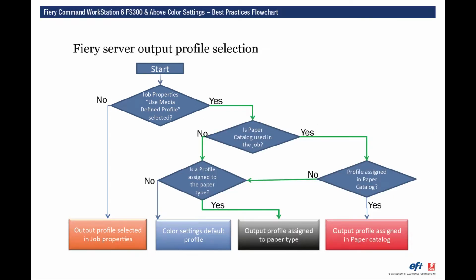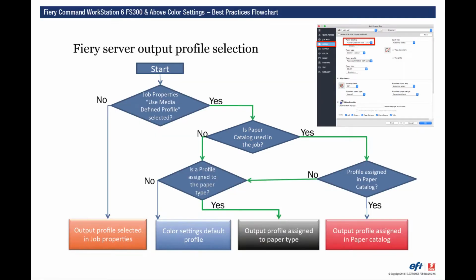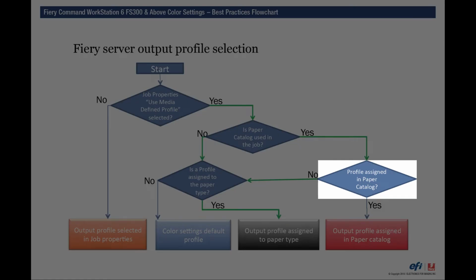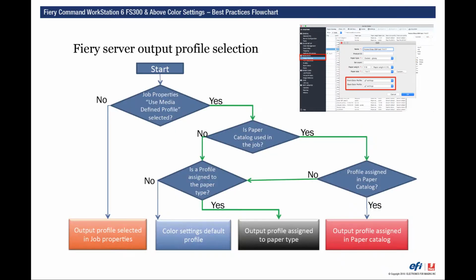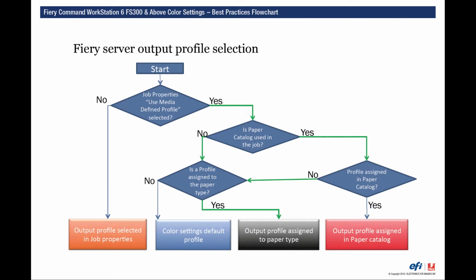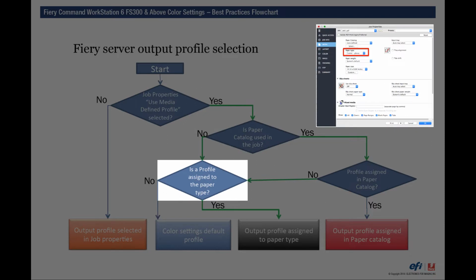So if that's yes, the next question is, are you using the paper catalog for this job? Paper catalog is the best way to set the output profile selection on the Fiery if your Fiery offers paper catalog. If the paper catalog is in use, then I will go and use the profile assigned in the paper catalog, and that's the perfect way to get the right profile assigned to my paper. Let's look at these other possibilities. If I get all the way down to the paper catalog and you haven't assigned a profile in the paper catalog entry, then we'll look for a profile assigned to the paper type.